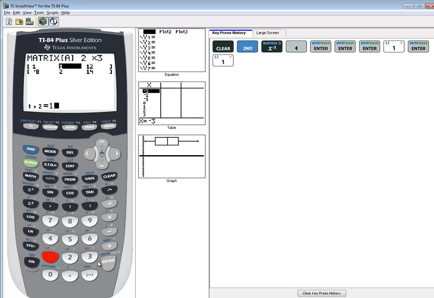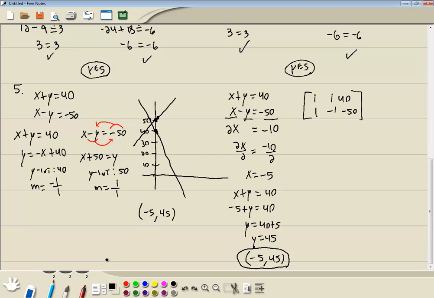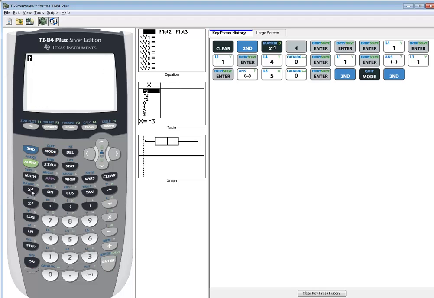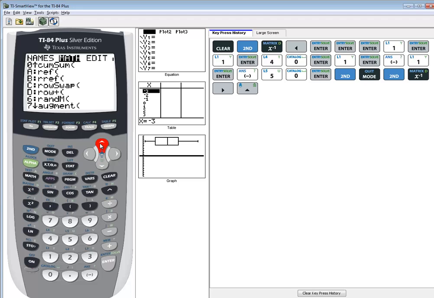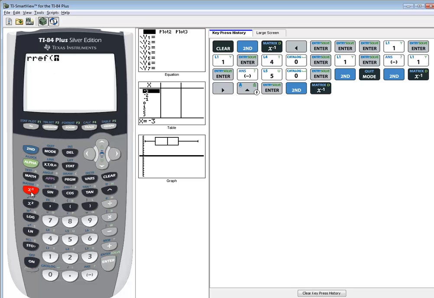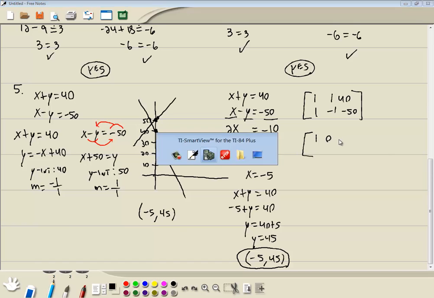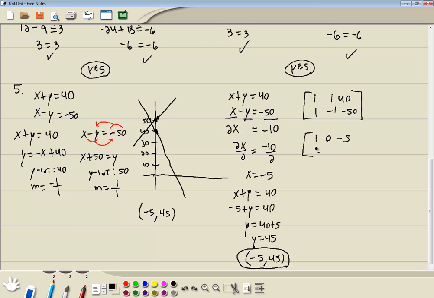I got 1, 1, 40. And I got 1, negative 1, negative 50. Exit out, second mode. Then I'll go back in my matrix menu, second x to negative 1. Right arrow to math, up arrow to RREF. Press enter on it. Go back in my matrix menu, enter on A, enter again. So that gives us 1, 0, negative 5, 0, 1, 45.